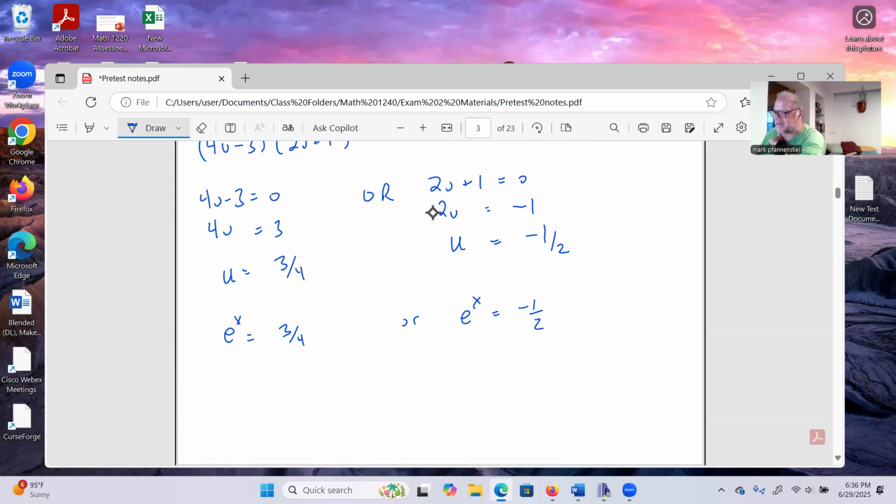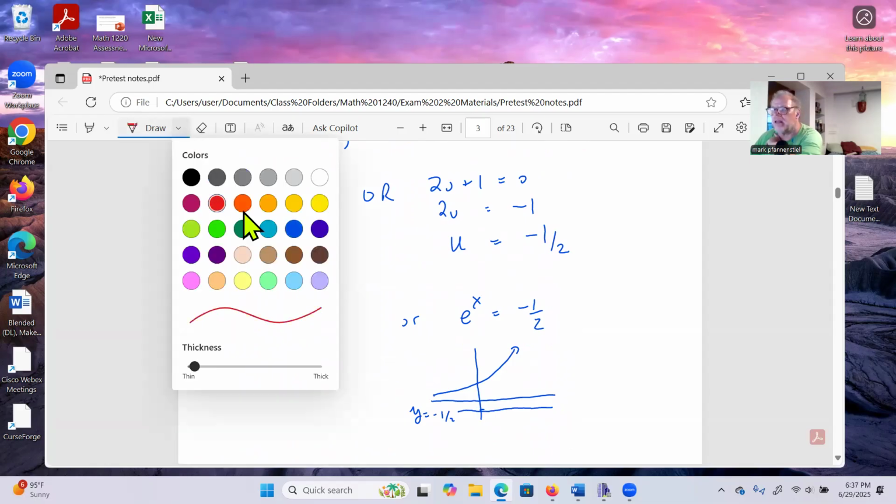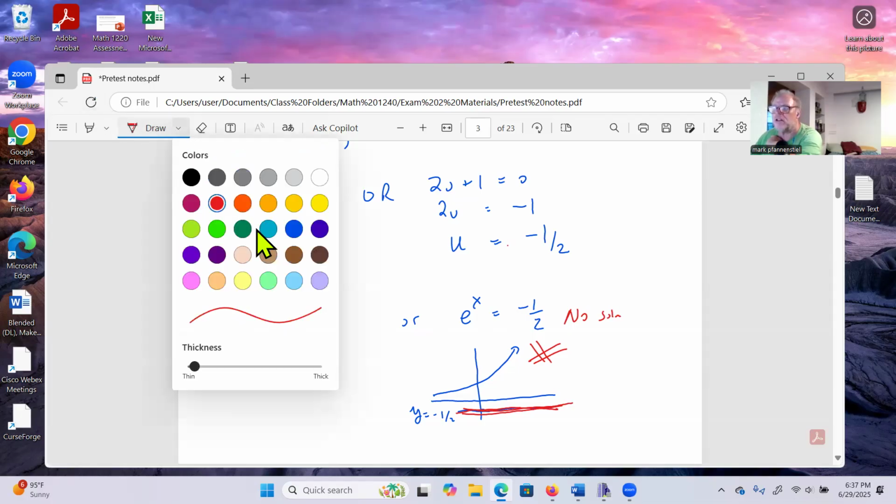Now, the problem with e to the x equaling negative 1 half is, remember what the graph of e to the x looks like. It looks something like this. Here is where y is equal to negative 1 half, this line down here. Let's make that red. The thing is that this graph, e to the x, never intersects with a negative number. So this is not a solution that we can actually have. That's got to be no solution. That's not going to count as a solution.